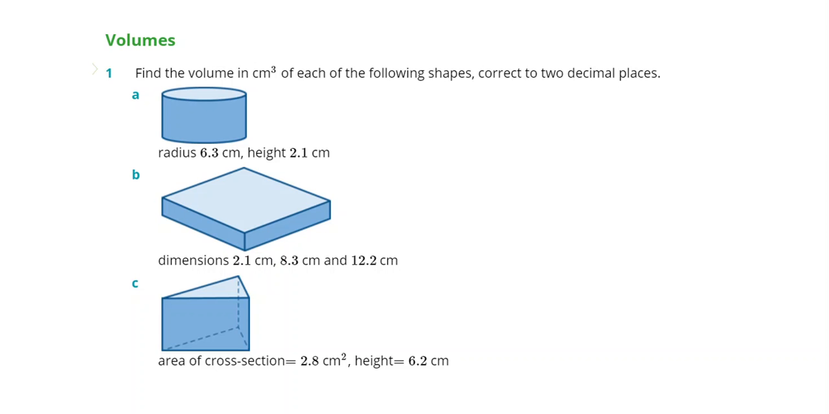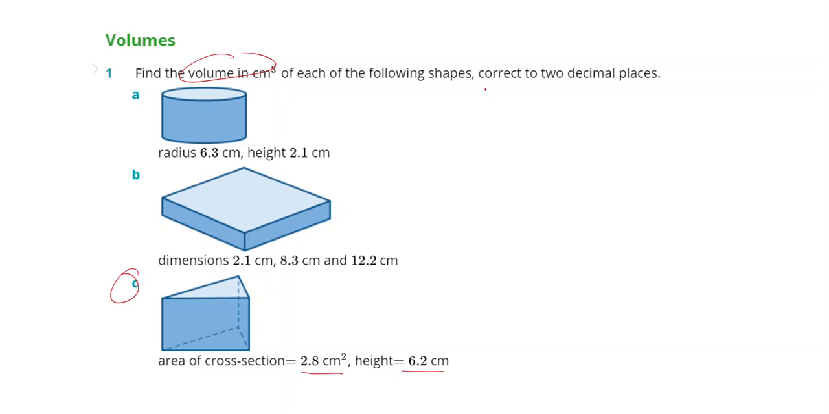This is for further maths. We're going to look at exercise 17F, which has to do with volumes, surface areas of 3D shapes. So we'll have a look at question 1C first. So 1C, it says cross-sectional area is 2.8 centimeters squared, and the height 6.2, find the volume of each of these shapes.